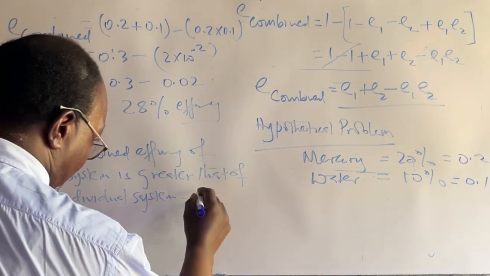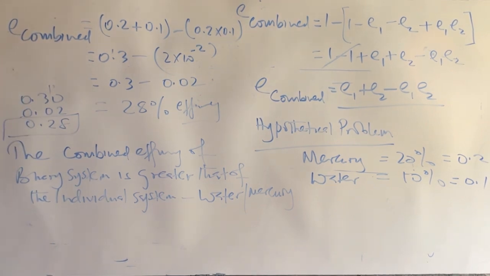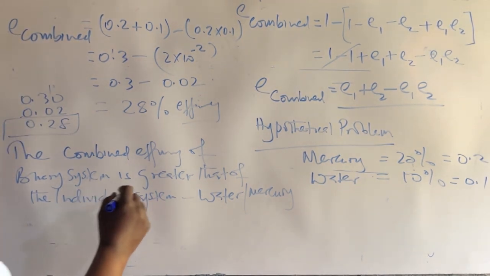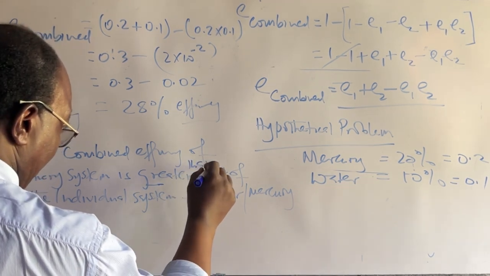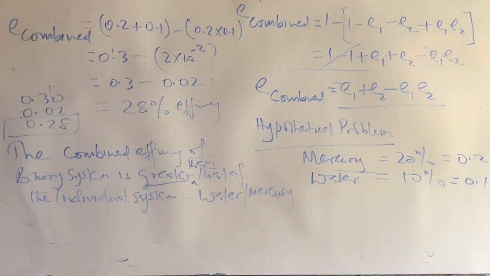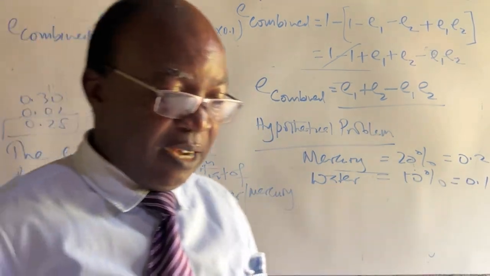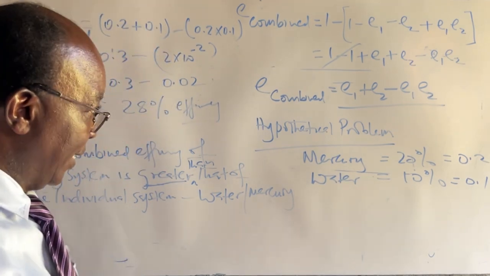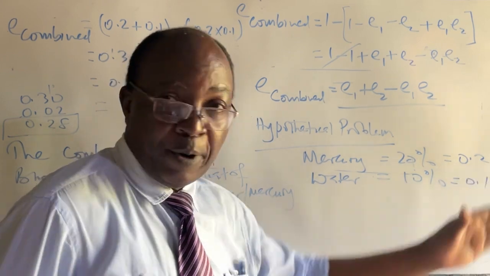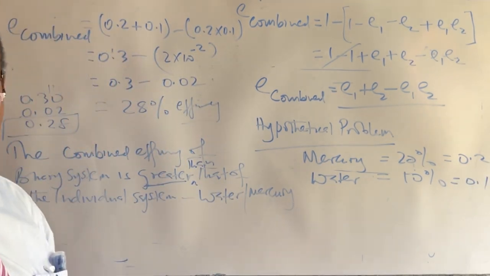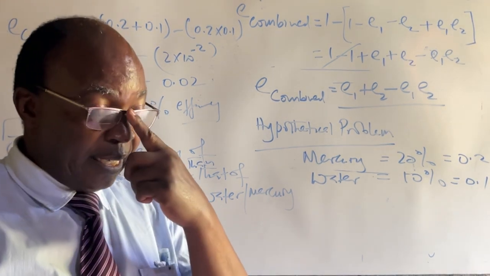In this case, we are talking of water, mercury systems. Very important. It is greater than that of the individual systems. So it's significantly different. Suppose you had decided that I'll just take the mean. You can see what would have happened. The mean value would have been 0.2 plus 0.1 divided by 2. That gives you 0.15, which will be 15%. Totally inaccurate.